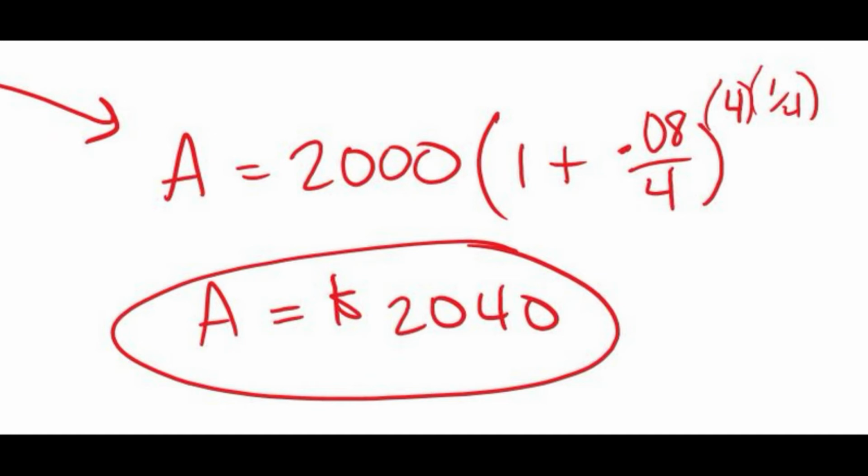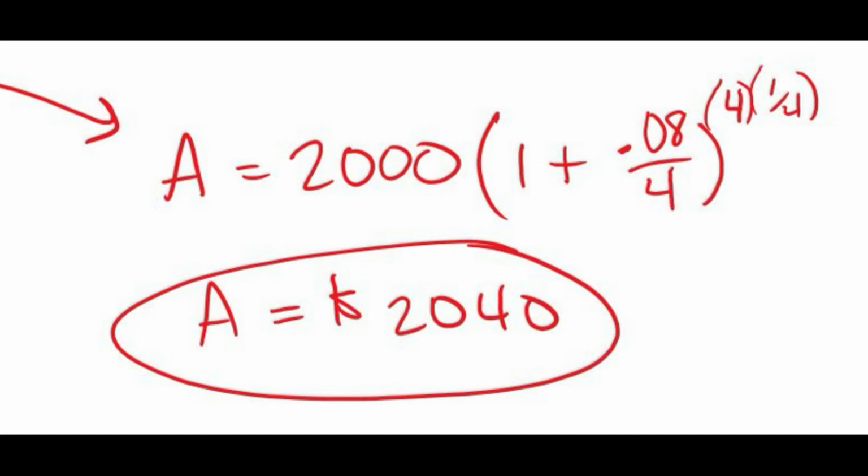So our amount equals our principal, which is $2,000, times 1 plus the rate, which is 0.08, divided by 4 because we're compounding 4 times a year, to the 4 times a year, so that's the 4, and then the 1/4, that's how much of the year we're looking at. So 1/4 of the year is 4 months out of 12. So if you do all that on a calculator, you'll end up with $2,040.